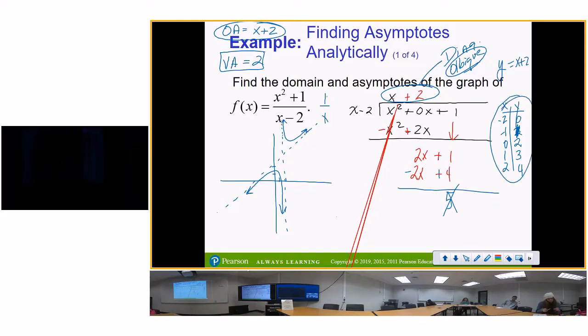And the reason you knew it was oblique is because it has an x plus 2. Usually if it's a horizontal, you're going to get what? A number. You're not going to have an x. So when you had that x, when you use long division, you're going to have an oblique asymptote. Unless it goes in evenly, and then you'll just have another horizontal asymptote.